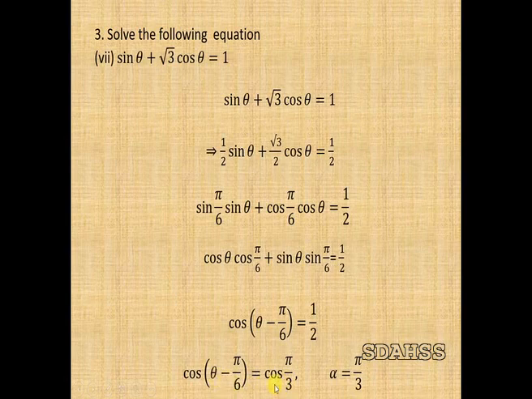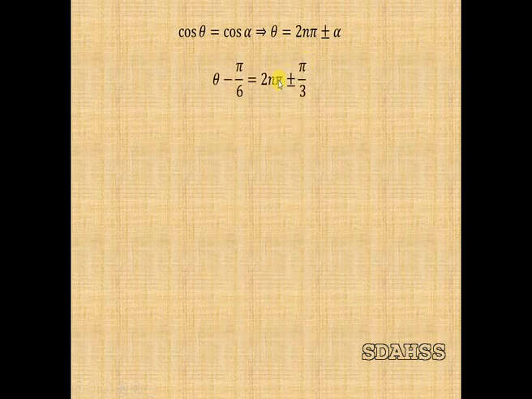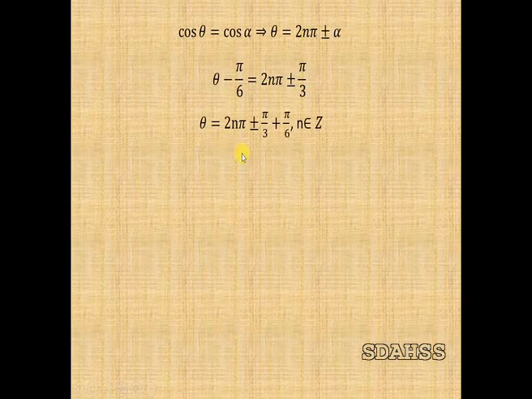Cos pi/3. So this is of the form cos theta = cos alpha, so alpha is pi/3. We know that cos theta = cos alpha means theta = 2n pi plus or minus alpha. Here in the place of theta you have to write theta - pi/6. Theta - pi/6 = 2n pi plus or minus, in the place of alpha you substitute pi/3. So this can be written as theta = 2n pi plus or minus pi/3 + pi/6, where n belongs to Z.